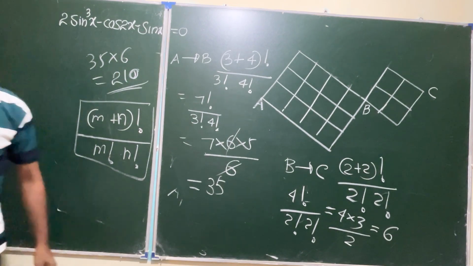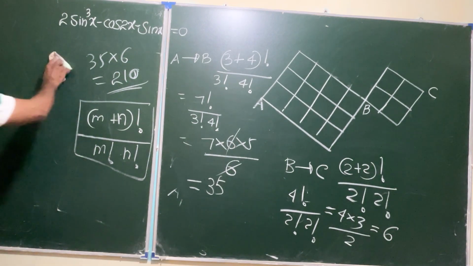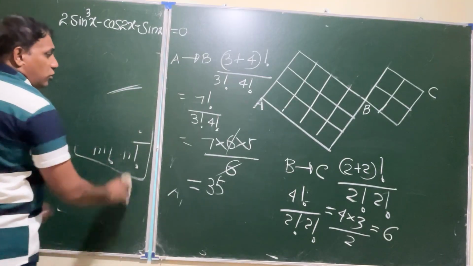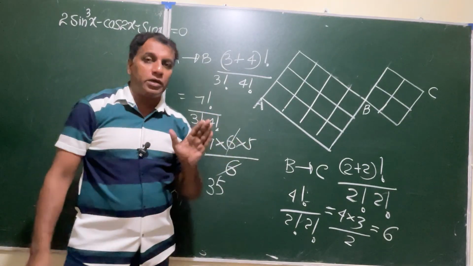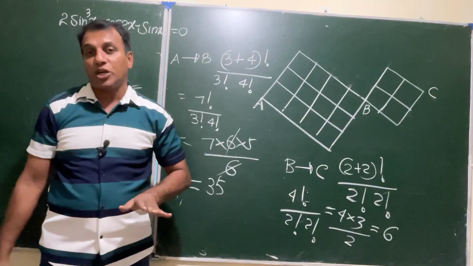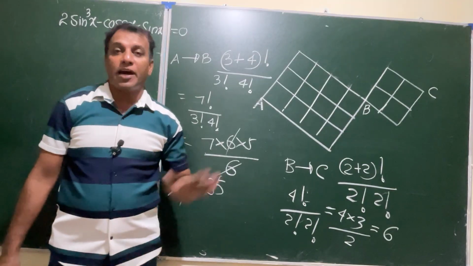Okay, come back to a nice trigonometry question. So almost this is the structure of the paper, the essay paper: permutation, combination, nPr, nCr questions.